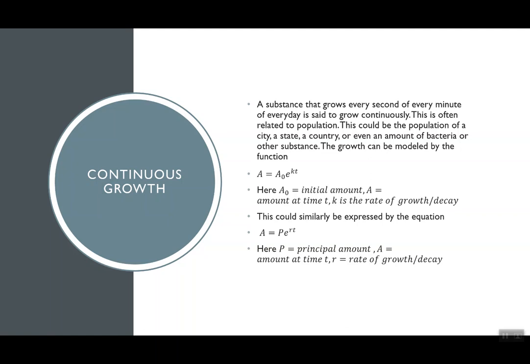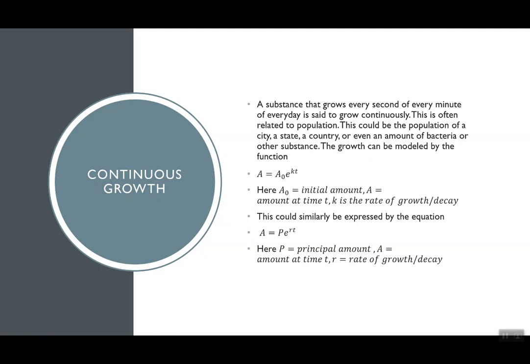So this growth can be modeled by this function, A equals A naught e to the kt. Let's break down what that means. This A naught, like an A with a little zero underneath it, is an initial amount. So it's where we started. When we're looking at things growing, we go, okay, from some particular population size, then we're looking at it getting bigger. So the A naught is where we start.